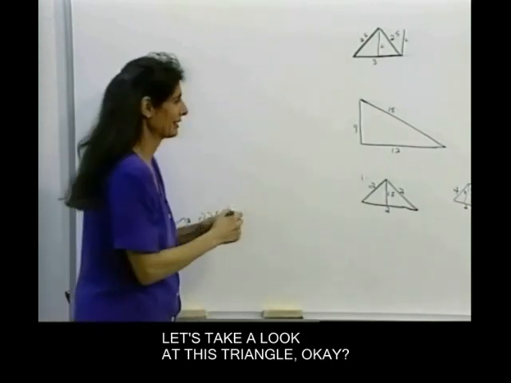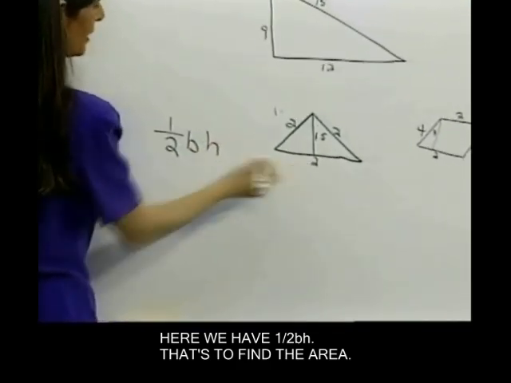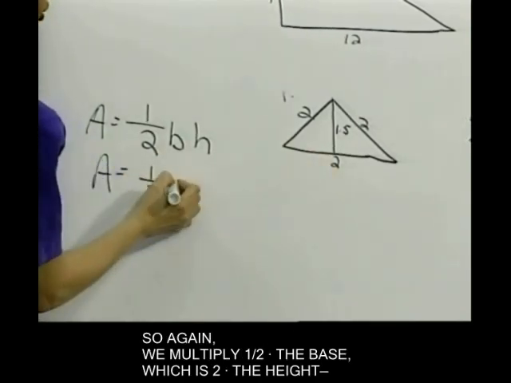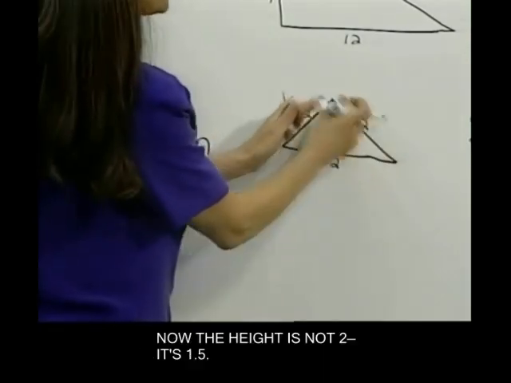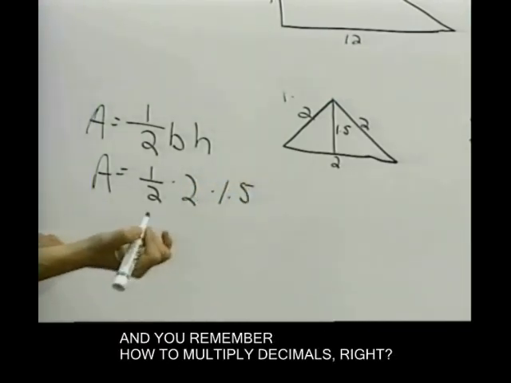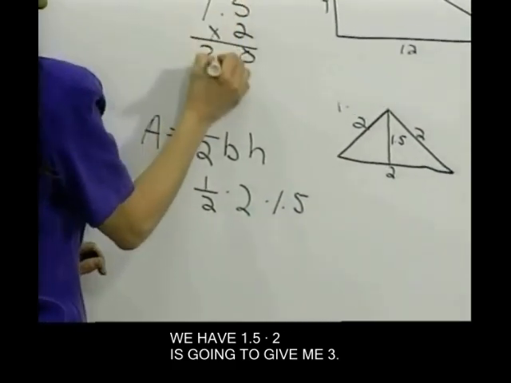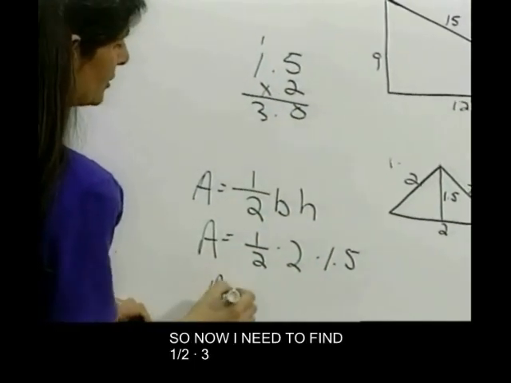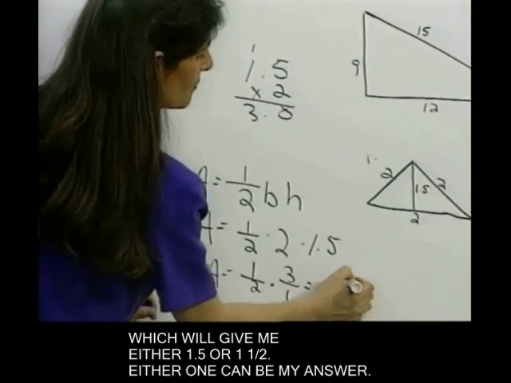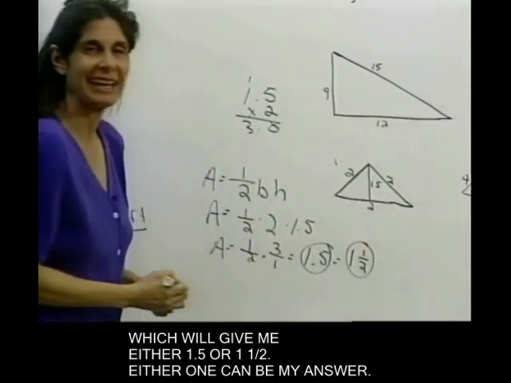But let's take a look at this triangle, okay? Here we have 1/2 the base times the height. That's to find the area. So again, we multiply 1/2 the base, which is 2, times the height. Now the height is not 2, it's 1 5/10. And you remember how to multiply decimals, right? We have 1 5/10 times 2 is going to give me 3. So now I need to find 1/2 times 3, which will give me either 1 5/10 or 1 1/2. Either one could be my answer.